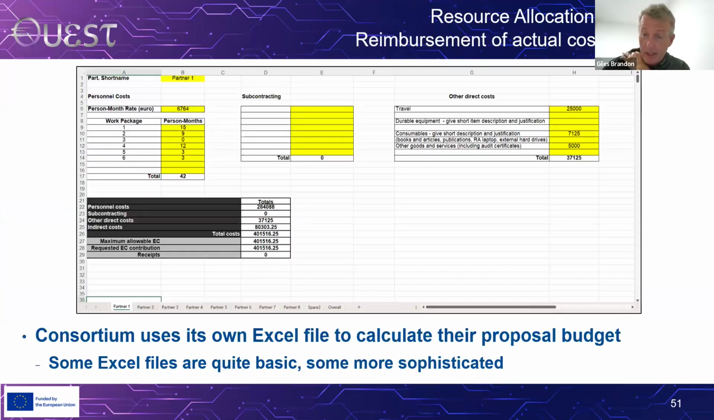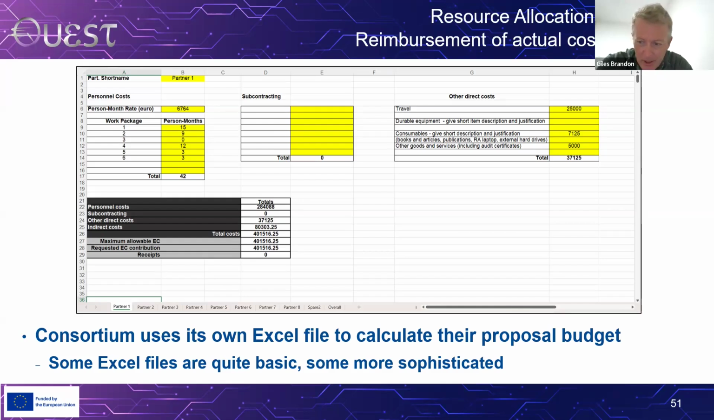Moving on to the other type of funding, the old style reimbursement of actual costs. Here the Commission never, as far as I'm aware, issued an Excel budget tool. It's always been down to the coordinator of the consortium to come up with their own Excel file. From my years of experience, I've seen some Excel files which have been very basic and some more sophisticated. The example you see here on the screen is a basic one. This is actually one that I would use.